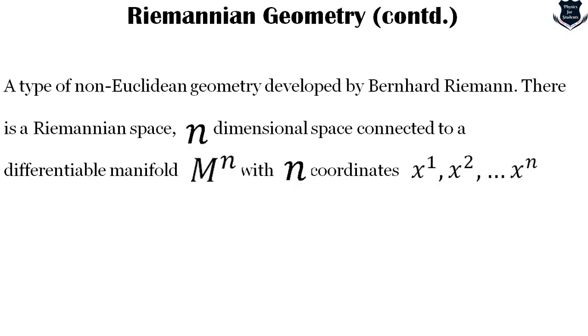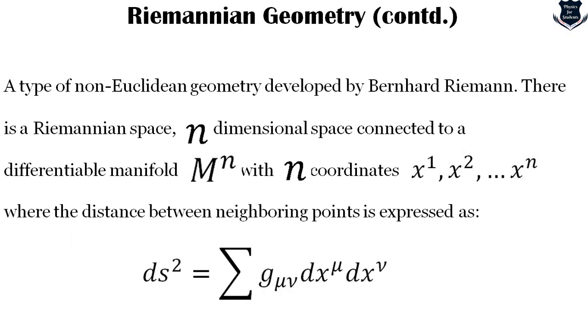Now, Riemannian geometry, if we talk about it in technical and mathematical terms, is a type of non-Euclidean geometry developed by Bernhard Riemann. There is a Riemannian space of n dimensions, so we extend to n dimensions, to a differential manifold M^n with n coordinates x1, x2 up to xn, and we get the distance through a quadratic formula, ds squared equal to sigma, which you can read, and this is basically the tensorial form. I have explained more about this particular form in my video on the metric tensor, and you can watch it in my playlist of general relativity.